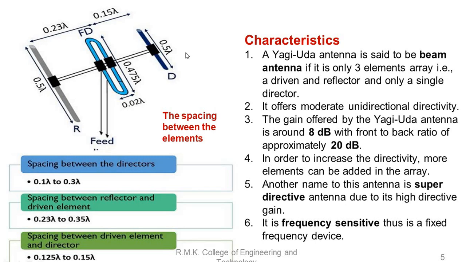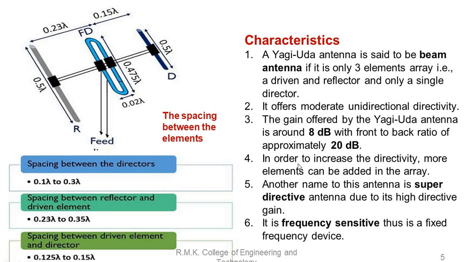So the Yagi-Uda antenna is said to be a beam antenna. It has a minimum of 3 elements in the array, and more than 3 elements are possible, right? If it is used as a unidirectional antenna, and if you need to increase directivity, more directors can be used. The gain offered by this antenna is 8 dB, and the front to back ratio is 20 dB. That is very high. That high front to back ratio says it is a highly directional antenna.